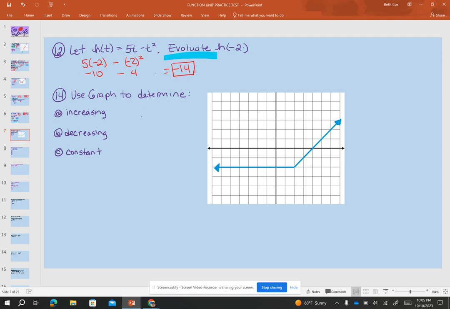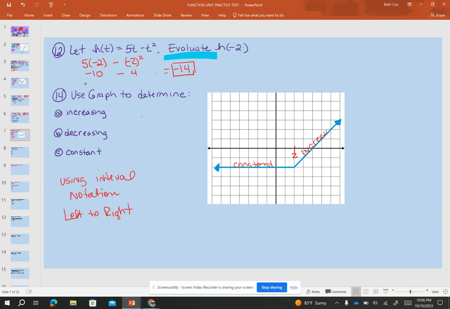Okay, so on number 14, we're going to use our graph to determine increasing or decreasing or constant. Again, we're using our interval notation, and these are subintervals of our domain. So I'm going to go left to right. From the left, we see this is constant, and we see this is increasing. But we're only going to look at the x values.